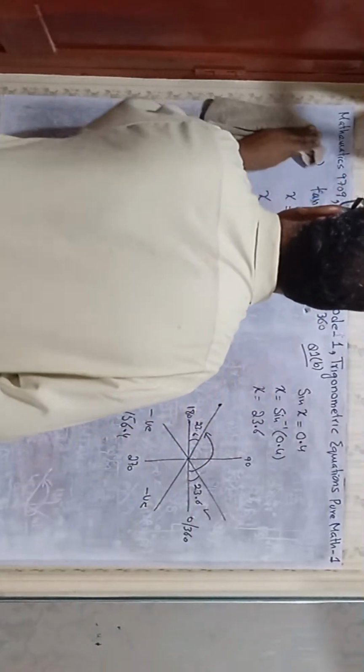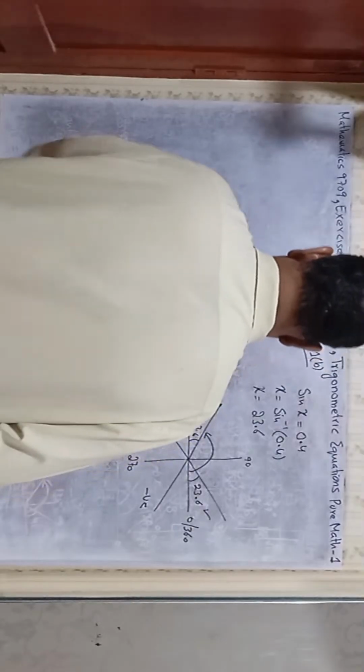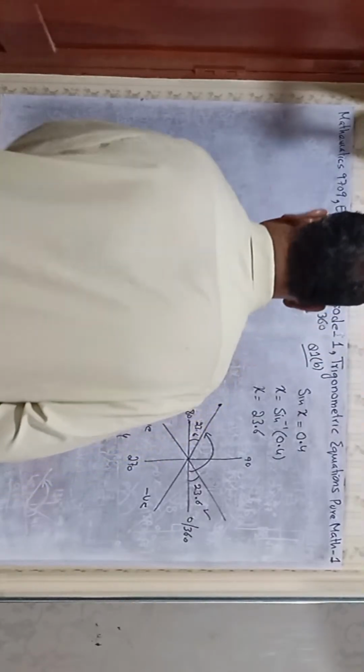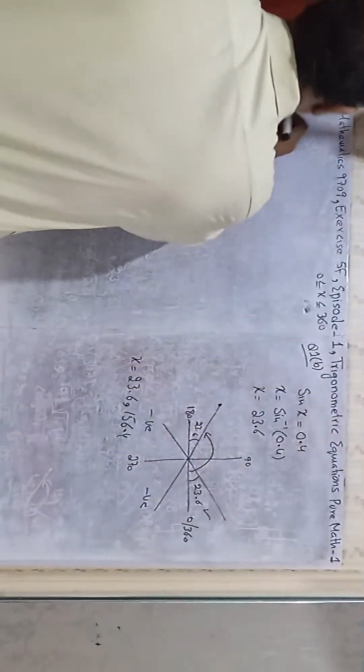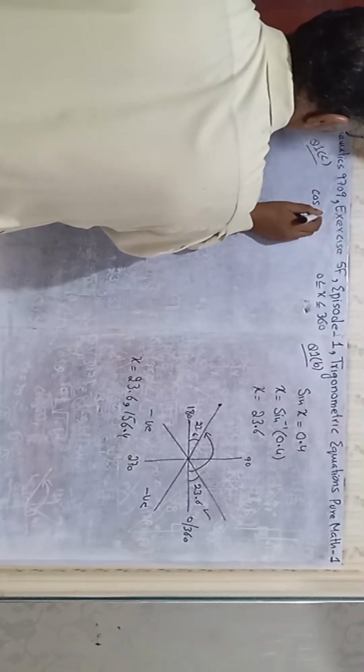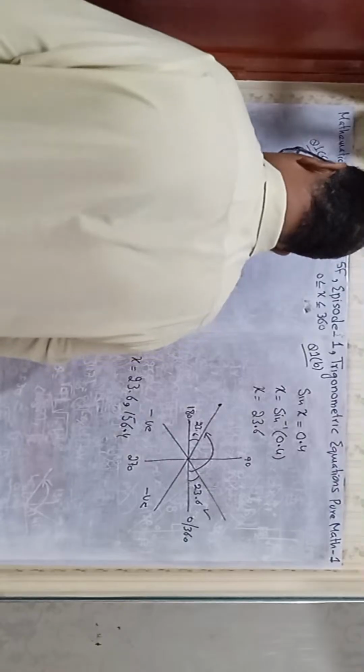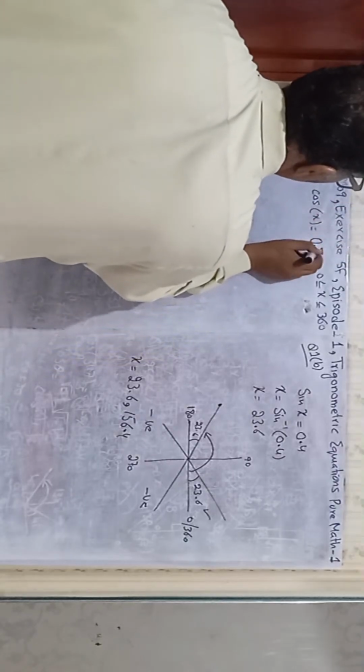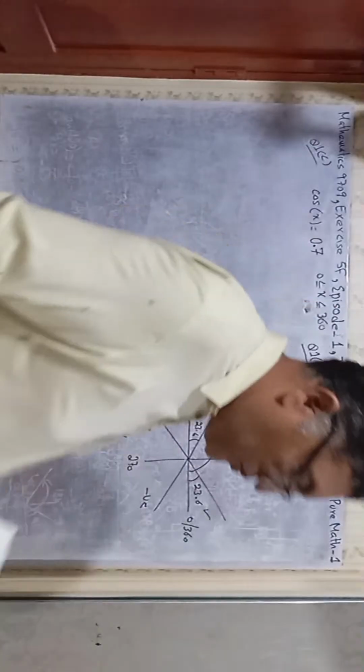The next one coming on your screen is question number 1 and its C part. Cos x is equal to 0.7. Okay, the cos of x is equal to, he said, 0.7. So what will happen?